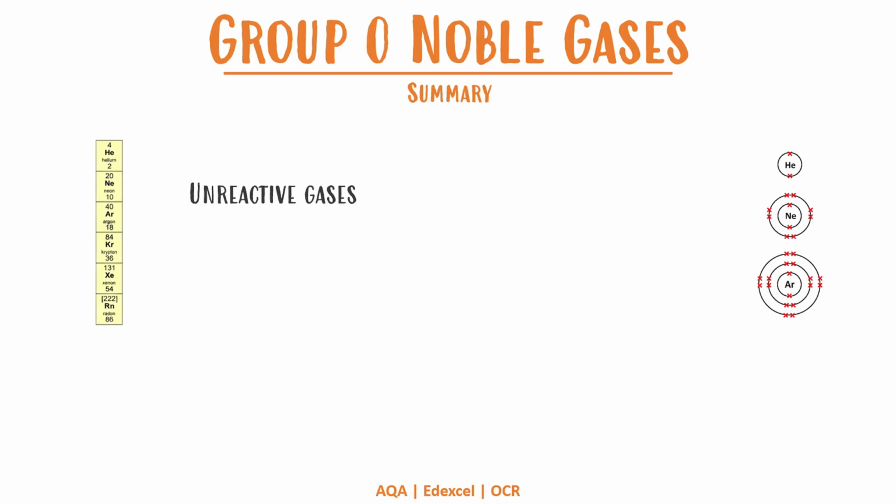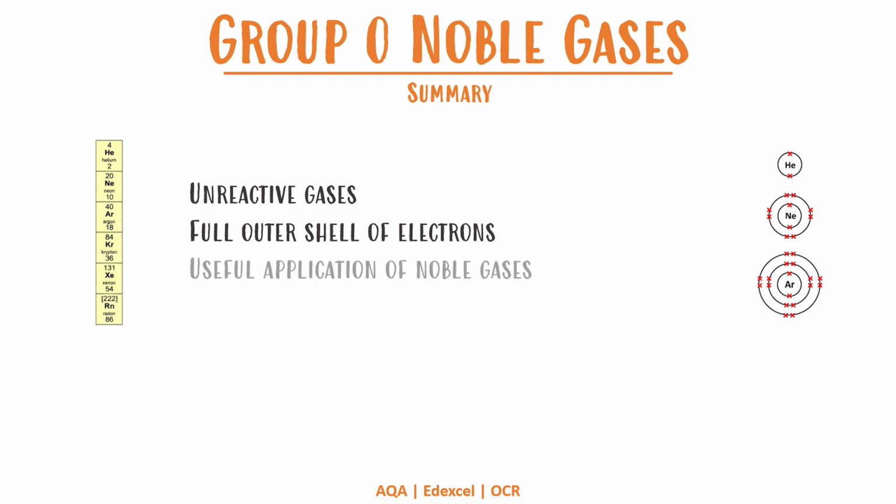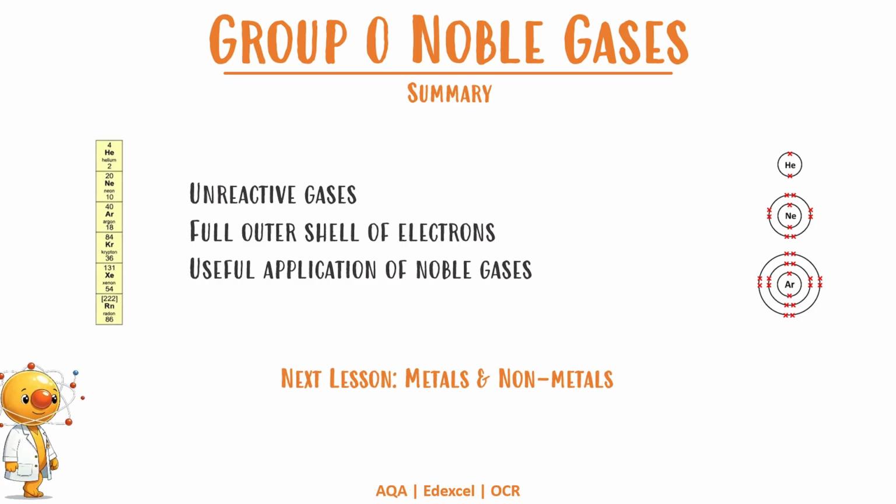All of our group 0 elements are unreactive gases, and they all have a full outer shell of electrons, which means they don't need to gain or lose electrons. And lastly, it's the memorization of those useful applications of the noble gases. In the next lesson, we'll be looking at metals and non-metals.